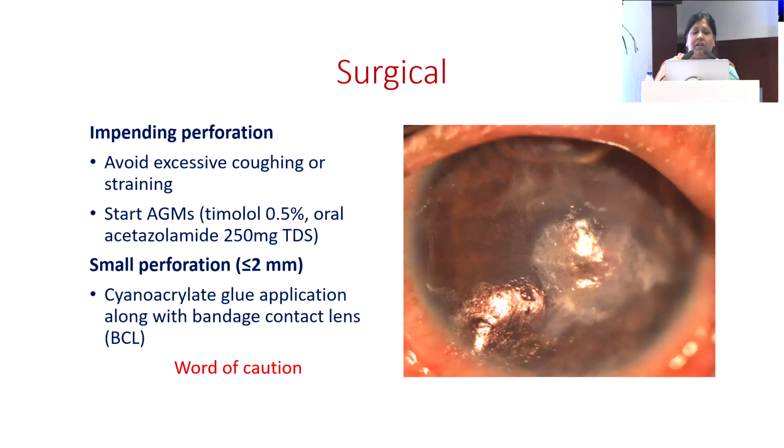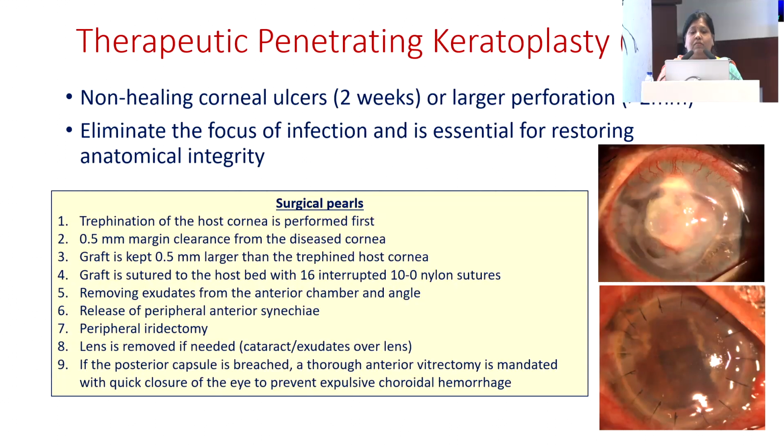Surgical management: if there's an impending perforation, the patient has to be told to avoid excessive coughing and straining, and you start AGMs. A small perforation can be dealt with glue and BCL, but a word of caution: if you put in a small BCL, you may not be able to assess the progression underneath the BCL. It might work counter to what you have been trying. Therapeutic keratoplasty is absolutely required in large perforations. For non-healing corneal ulcers of 2 weeks or larger perforations, you need to eliminate the focus, and it's essential for restoring the anatomic integrity.